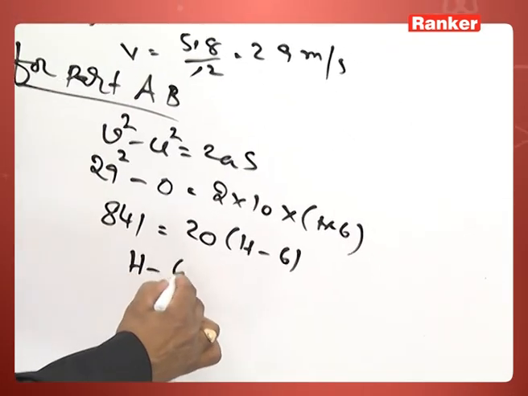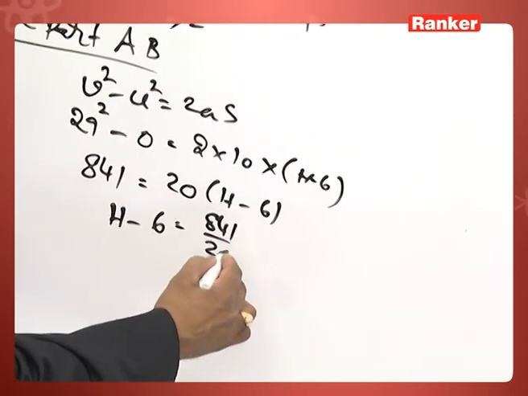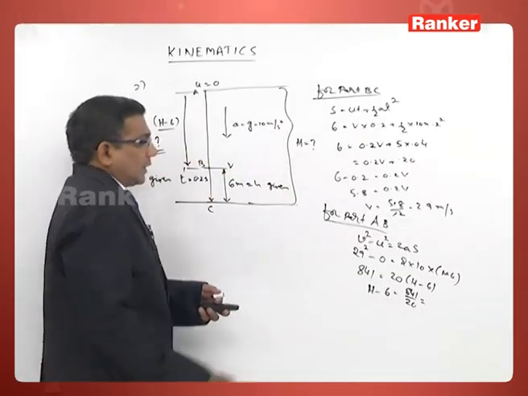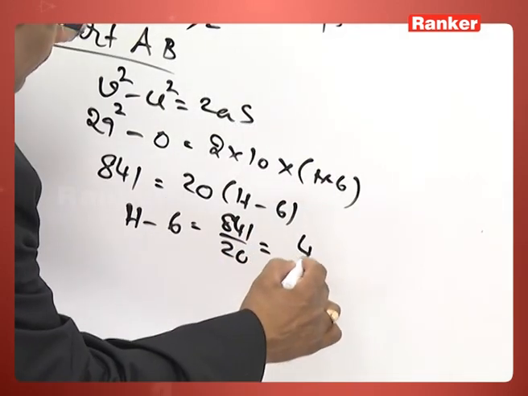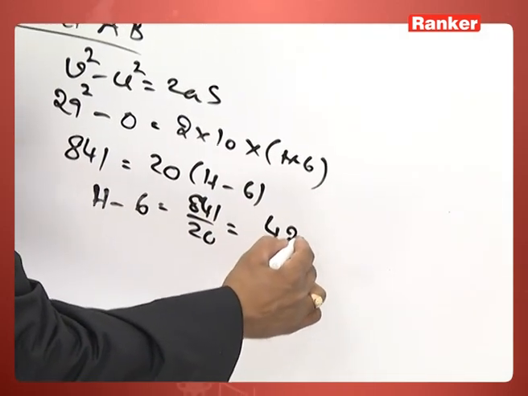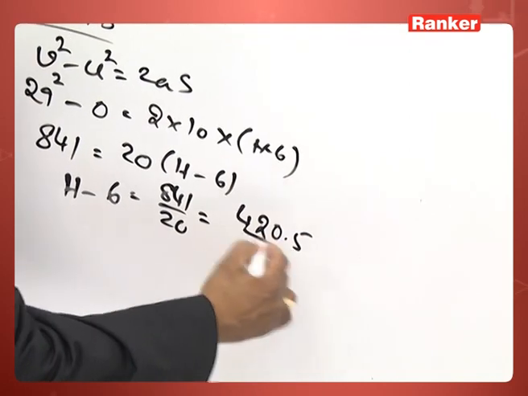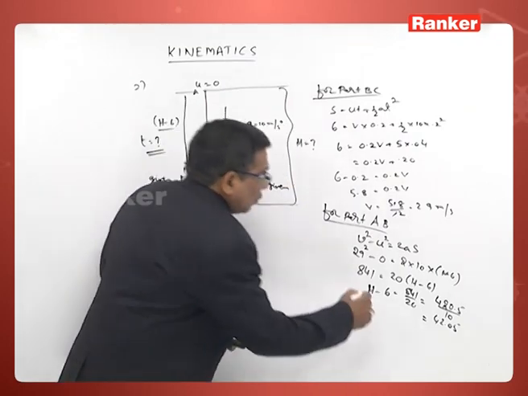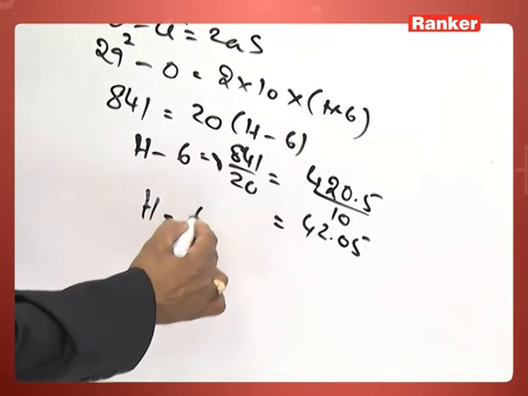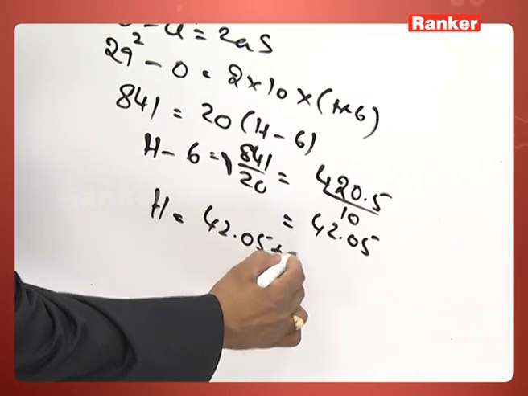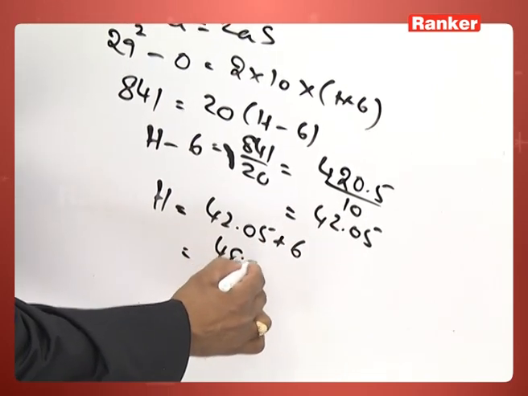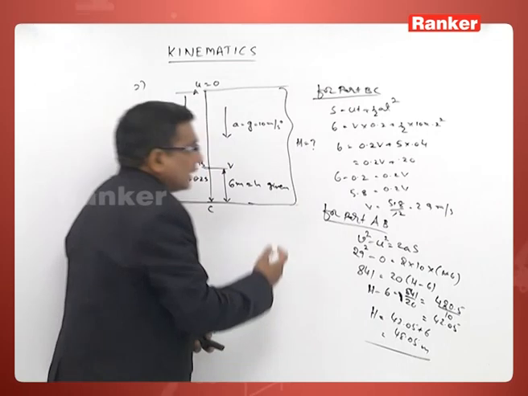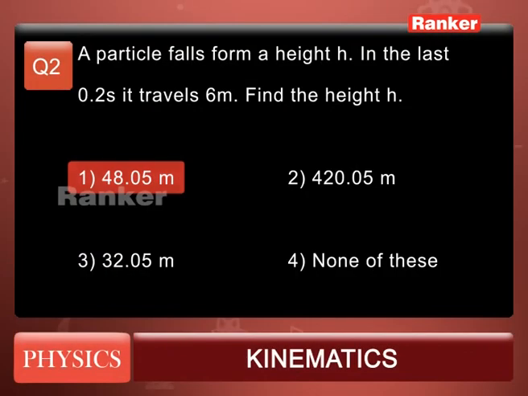So h minus 6 is equal to 841 by 20. How much are you going to get for 841 by 20? You are going to get 42.05. You want h, so h is equal to 42.05 plus 6. If you add, you are going to get 48.05 meters. This way you have to solve this problem, and the answer is 48.05, and the first option is the correct option. So the answer is 1.